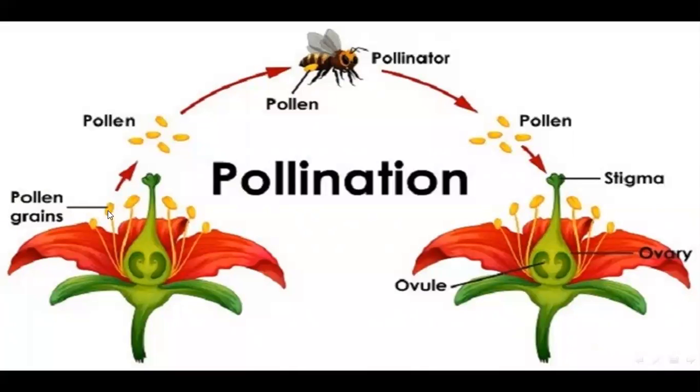Here you see the pollen grains, the yellow dot-like structures. This one is called pollen. That one is called pollinator. When this pollen is transferred through this pollinator to another flower, this pollination is called cross-pollination. So if the pollen grain of a flower falls through the pollinator onto the stigma of another flower, it is called cross-pollination.